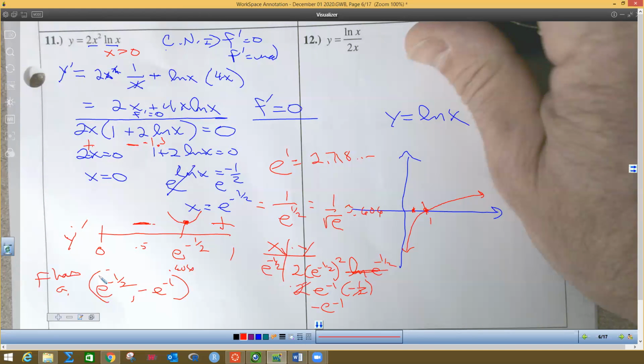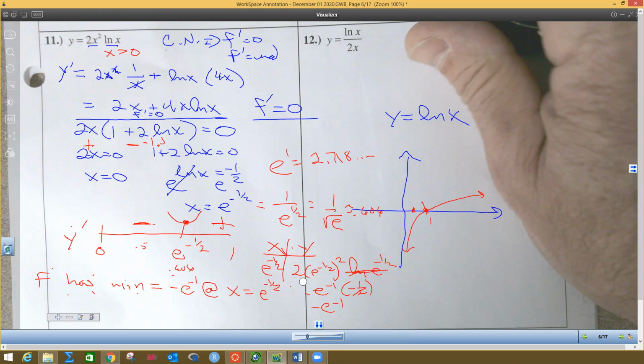So the way you're going to write these on the AP test is you're going to say f has a minimum, and you don't have to use the word relative. F has a minimum at, and you use the y value, equals negative e to the negative 1, and then you say at x equals, and you use this. Now, if he says use a point, I will not count it wrong, but it is not the best way to write this. This is how you have to write it on the AP test.